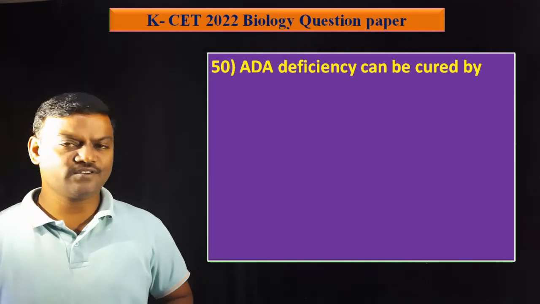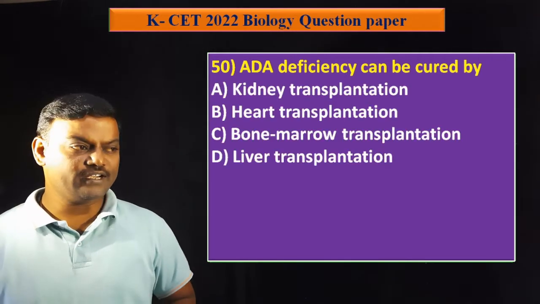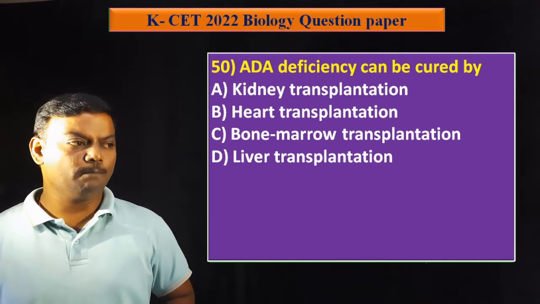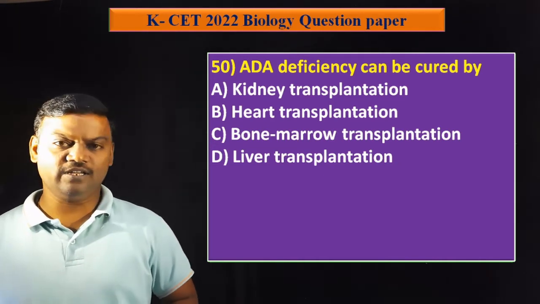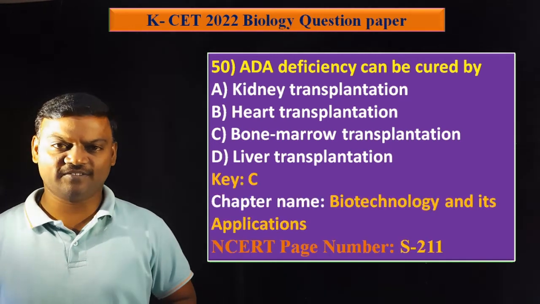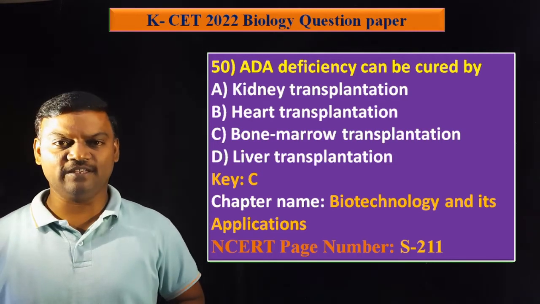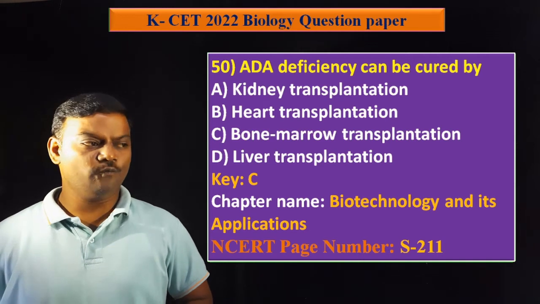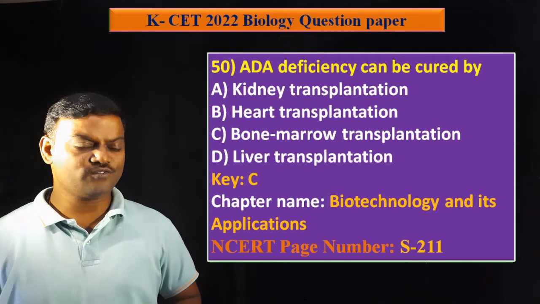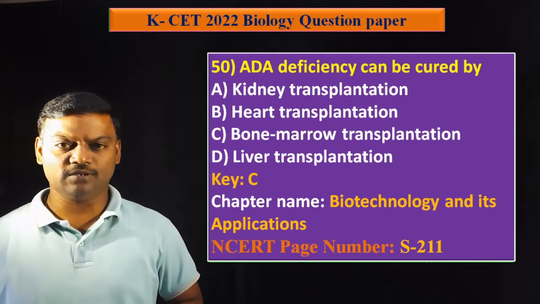ADA deficiency can be cured by: option A, kidney transplantation; option B, heart transplantation; option C, bone marrow transplantation; option D, liver transplantation. The correct answer is option C. ADA, adenosine deaminase deficiency, can initially be treated with a technique called bone marrow transplantation. It is a question from Biotechnology and its Application, NCERT page number 211.